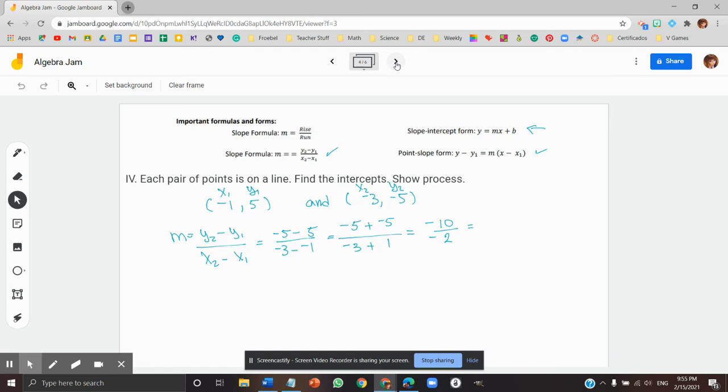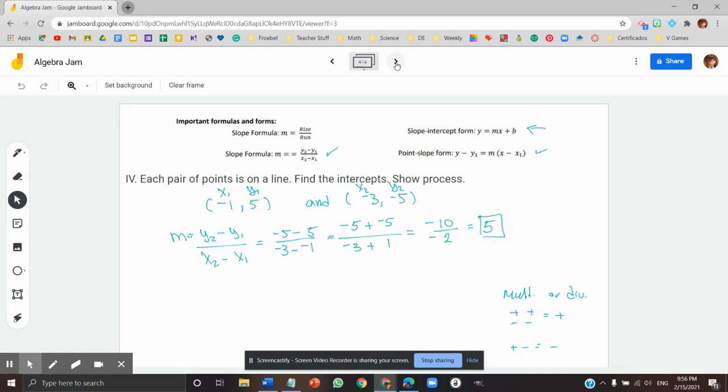And again, if I am multiplying or dividing, numbers that are the same sign are going to give me positive results. And numbers that have different signs are going to give me negative results. So this one's going to be positive. And 10 divided by 2 is going to be 5. And that is my slope.